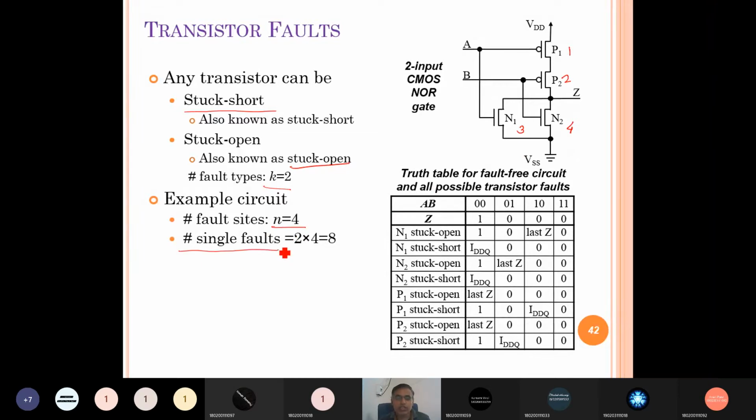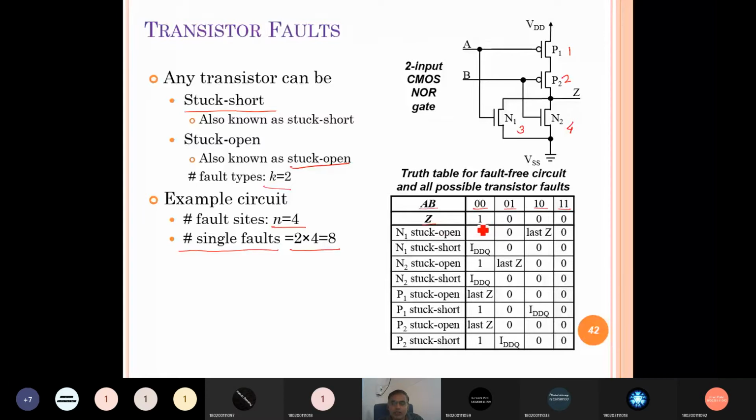So the total number of single faults that can occur is the number of transistors multiplied by the number of fault types. In each transistor, either the transistor will be short or the transistor will be open. So there are 8 total faults that can occur in transistor fault modeling in a 2 input CMOS NOR gate circuit diagram. So let's prepare the input table. First of all the input combinations. Here there are two inputs, so there are 4 input combinations and the output is Z, right?